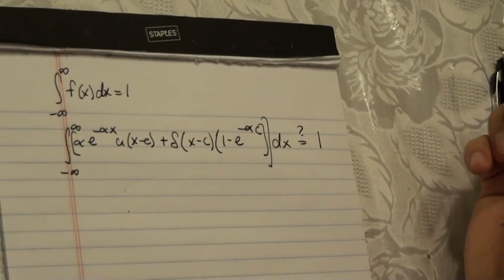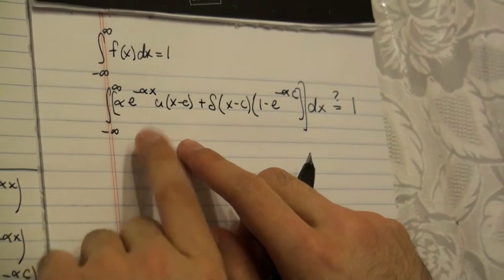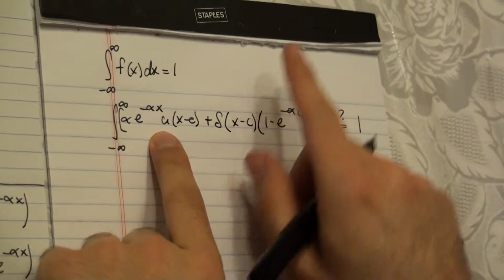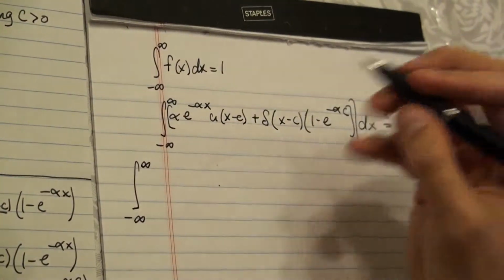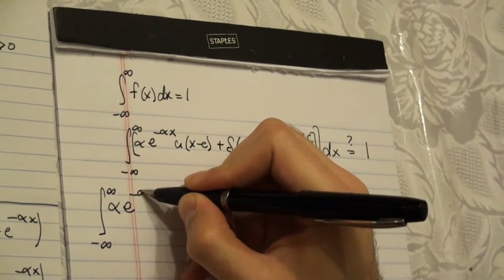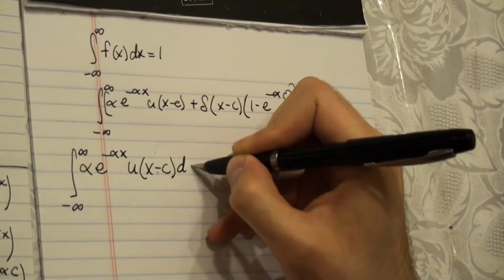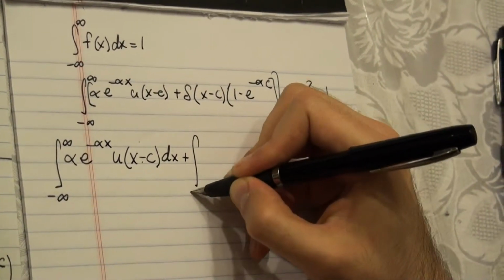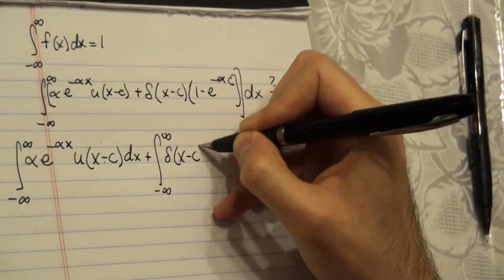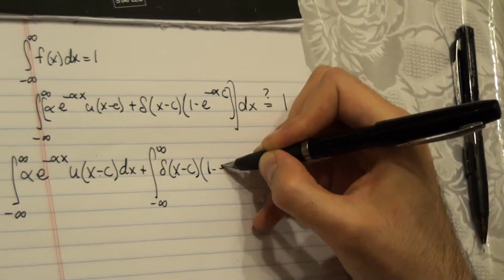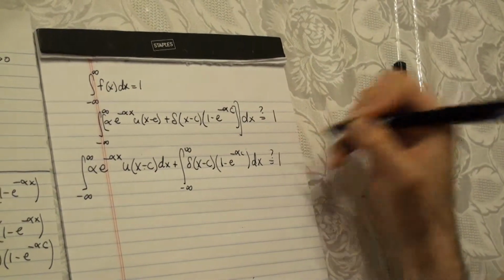I'm going to check. So we can separate this into two integrals: the integral of this from negative infinity to infinity plus the integral of this from negative infinity to infinity. So let's do that. I have my first integral, negative infinity to infinity, of alpha e to the minus alpha x u of x minus c dx, plus the integral from negative infinity to infinity of delta of x minus c times 1 minus e to the minus alpha c dx. And we're checking to see if it equals 1.